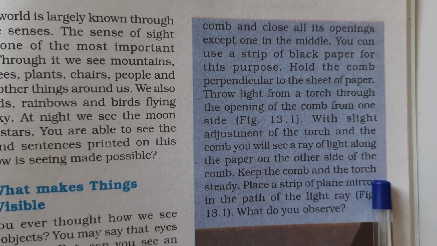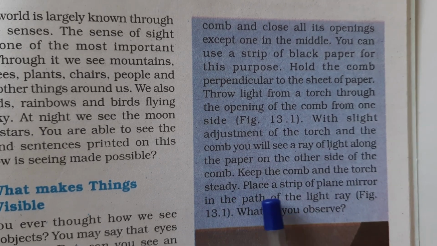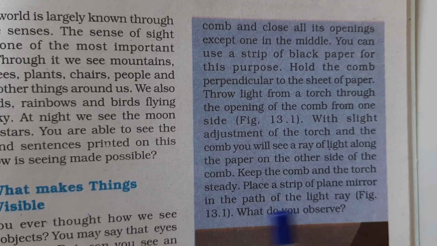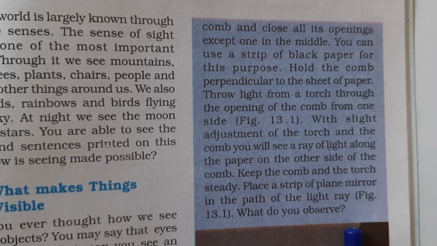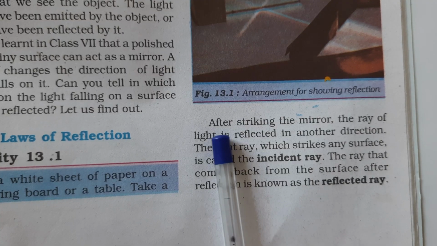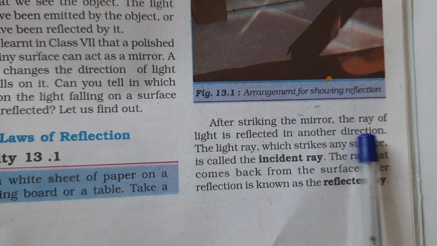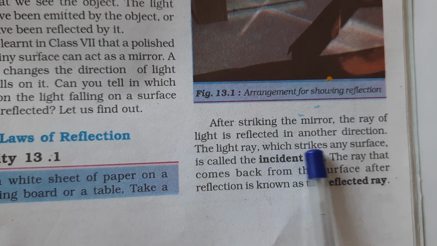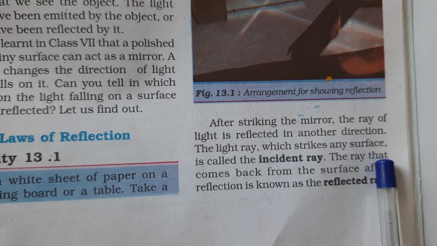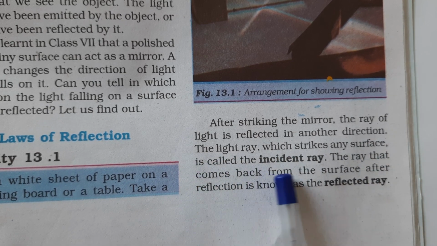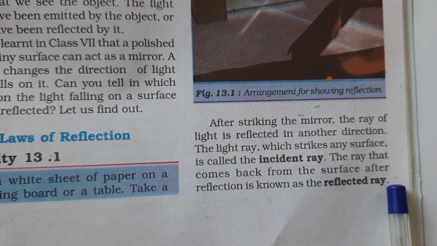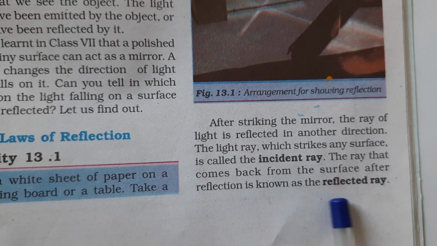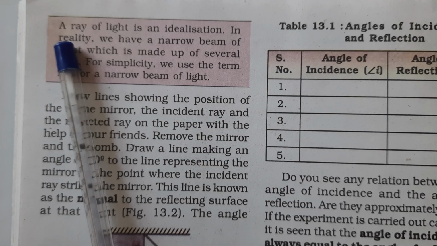Keep the comb and the torch steady. Place a strip of plain mirror in the path of the light ray. What do you observe? After striking the mirror, the ray of light is reflected in another direction. The light ray which strikes any surface is called an incident ray. The ray that comes back from the surface after reflection is known as the reflected ray.